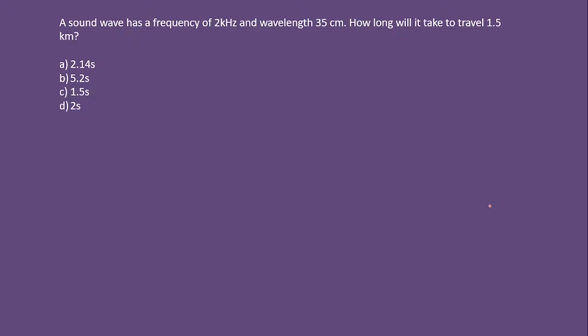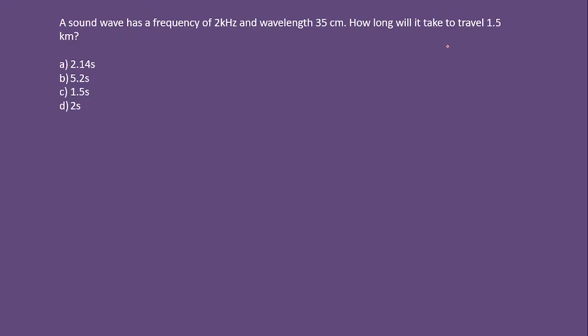Numericals. A sound wave has a frequency of 2 kilohertz. Frequency is given as 2 kilohertz. Now when kilohertz is given, you have to convert it into hertz. Kilo means 1000, so 1 kilohertz equals 1000 hertz. And wavelength is given as 35 centimeter. You have to convert it into meter. All the units you have to convert into SI units.